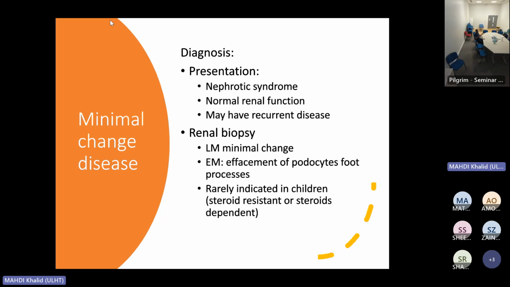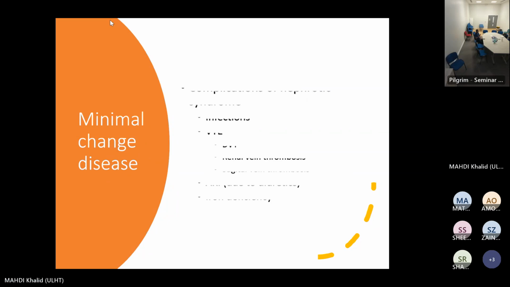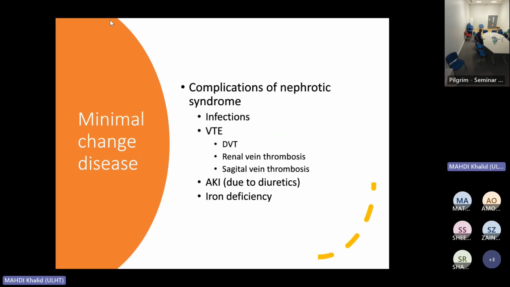So diagnosis, the biopsy will look normal on light microscopy. Complications include infection, VTE and AKI. Why would they get infections? They lose immunoglobulins within the urine. They do lose immunoglobulins among many things. They can also lose factors. AKI is not common as a result of the disease, but sometimes occurs because of how hard we're trying to treat.